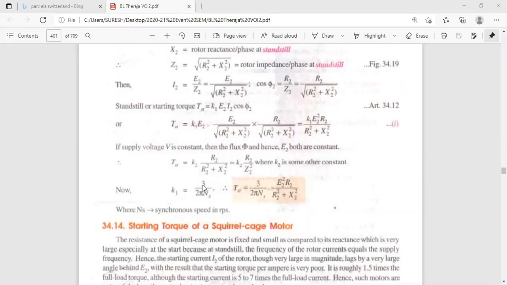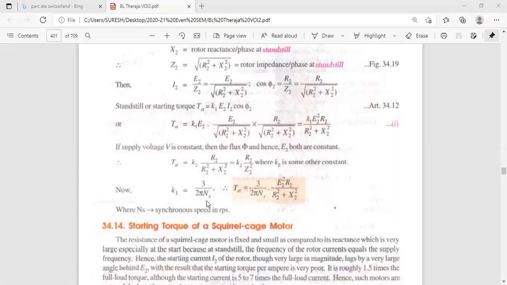See here, K1 is 1 by 2 pi ns by 3. 2 pi is one cycle. Why am I taking ns by 3 here? Because we are having 3 phases.